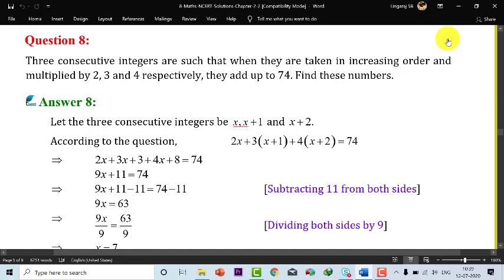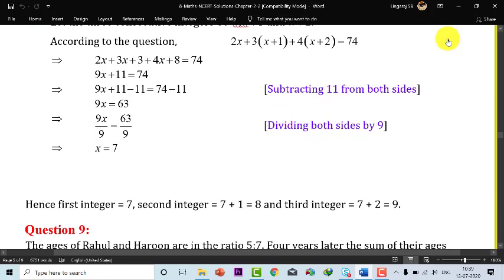So here 9 should be removed to get x value. So dividing both sides by 9. So 9x by 9 is equal to 63 by 9. 9 gets cancelled. x remains in LHS side. And 9 ones are 9, 9 sevens are 63. So x equal to 7 you will get.